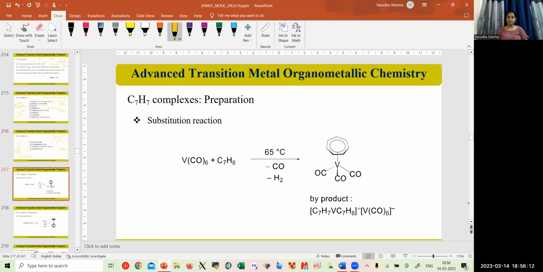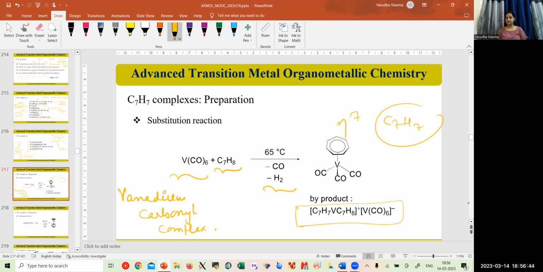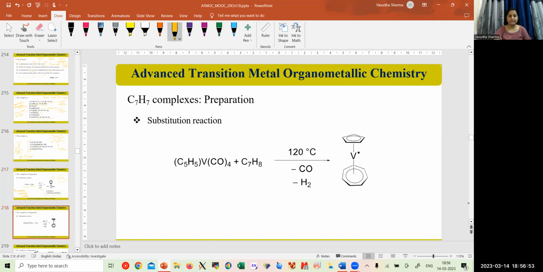Now we will look at the preparation. Preparation is not very hard. We have to take a metal carbonyl. Here it has taken the vanadium carbonyl complex, where it is in the 0 state, and we are treating it with C7H8, whose structure I've already talked about. At higher temperatures, it will release the carbonyl, because we have to exchange it, and also loss of H2 would happen, and therefore it will end up having the C7H7. So the byproduct would be this also, where it is cationic, and the complex product would have a cationic half and a second half that is anionic.